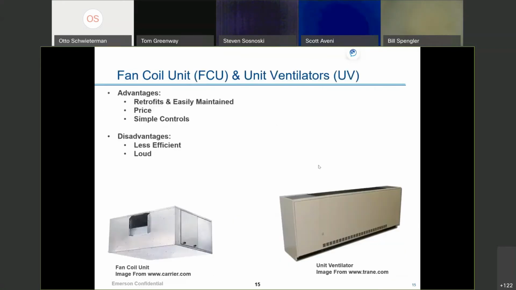Here's an example of a fan coil unit and unit ventilators. These are cheaper units. They will have a fan in these units. So this fan coil unit may be directly above the ceiling, or maybe a ceiling in an adjacent space. We have to be careful where we install some of these units, because it can be louder if it's installed right above an office, something like that.